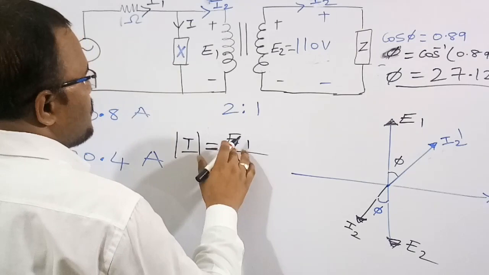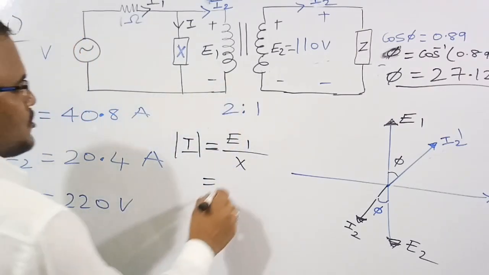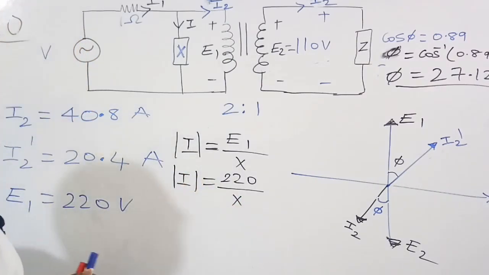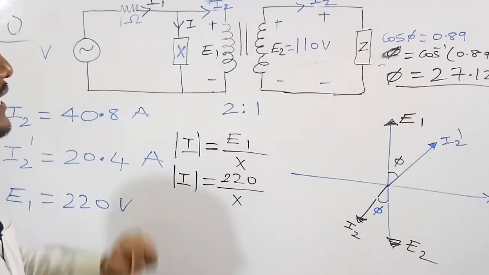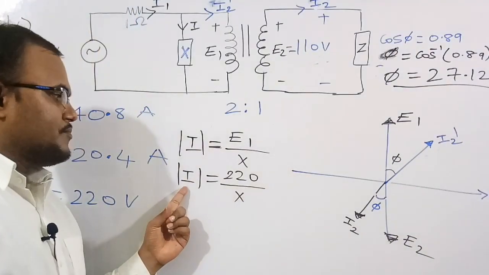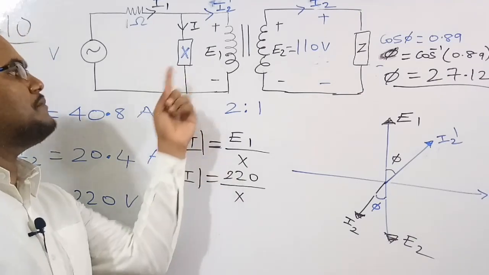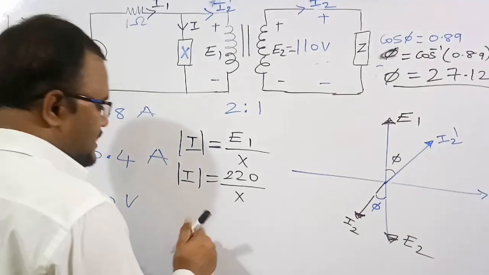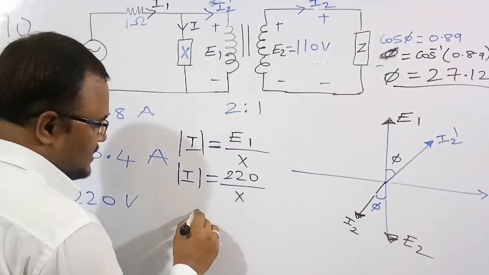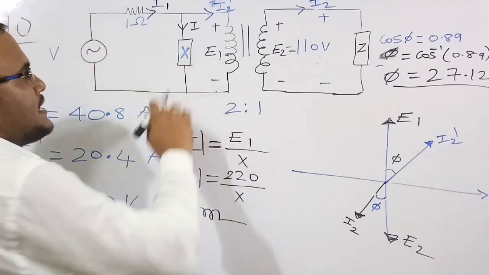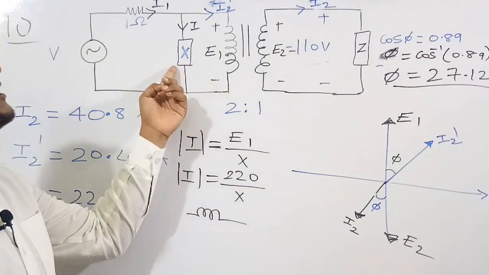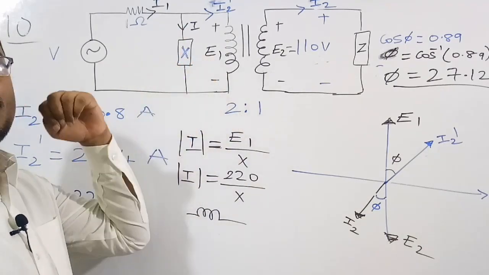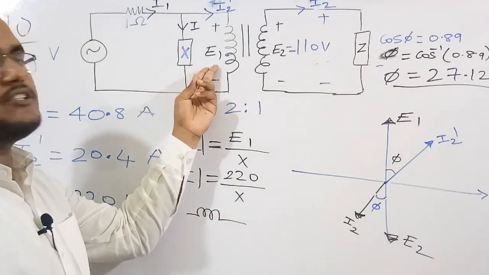So E1 is equal to, we already know, 220 volts, so the magnitude of the current through the element is 220 by X. Suppose we assume this element as an inductor. If it is an inductor, the current through the inductor has to lag the voltage across the inductor by 90 degrees.